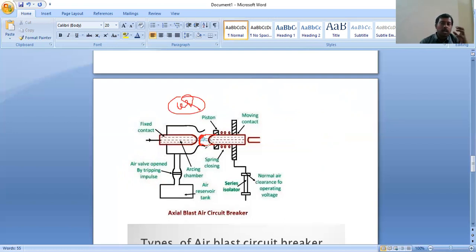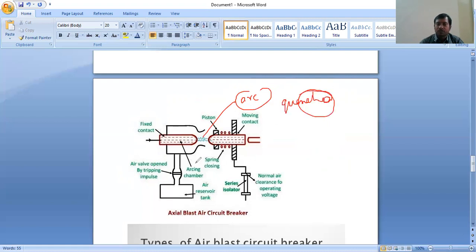Due to the high air pressure, whatever arc is stuck between the fixed contact and moving contact will be sent outside. The arc particles, the ionized air particles, will be sent outside with the high pressure air and pulled down by it. In this way, this arc will be quenched.